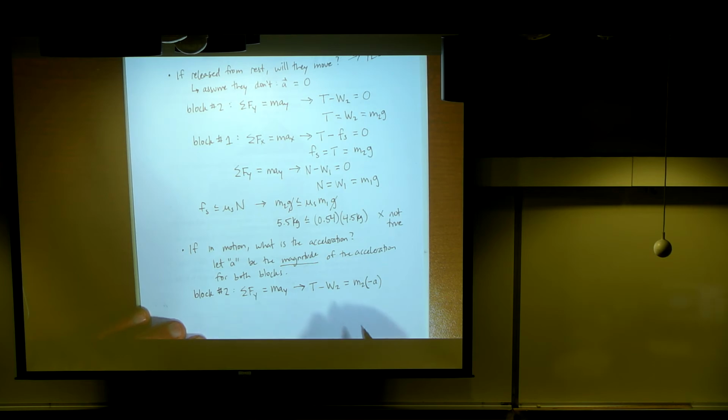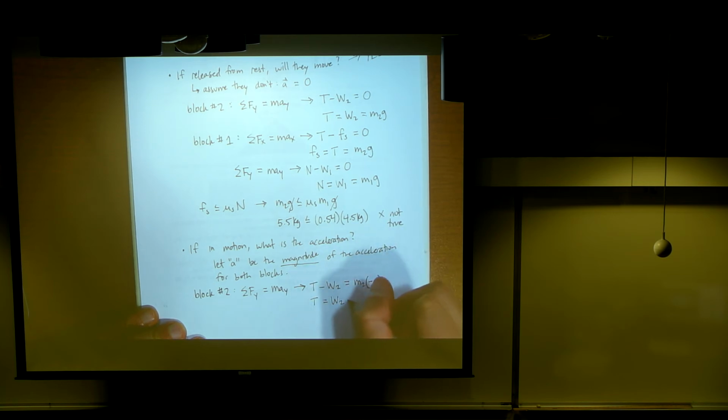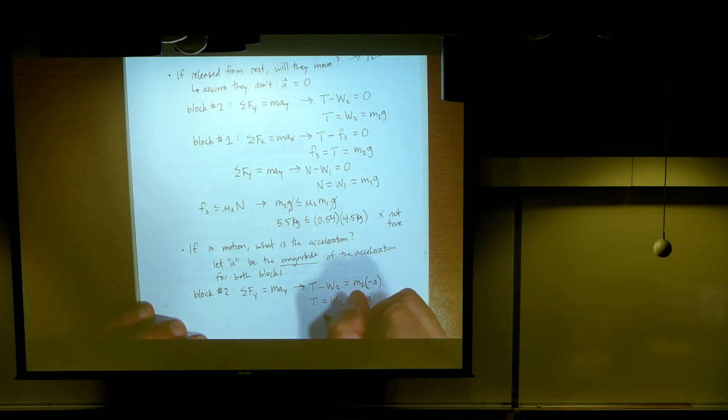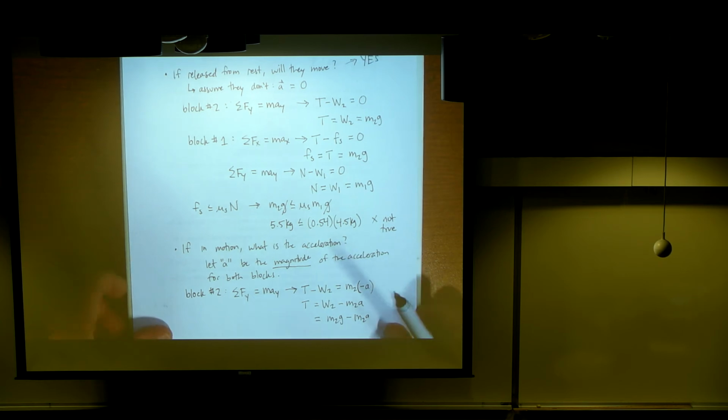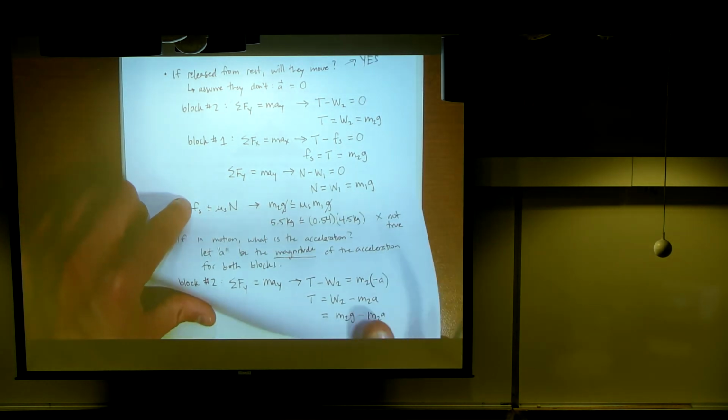All right, so I can write that as T equals W2 minus M2 times A, right? I could write it this way just by throwing the W2 to the other side. So that would be M2 times G, that's the weight of the second block, minus M2 times A. So that's pretty much all the info we can get by applying F equals ma to the second block.